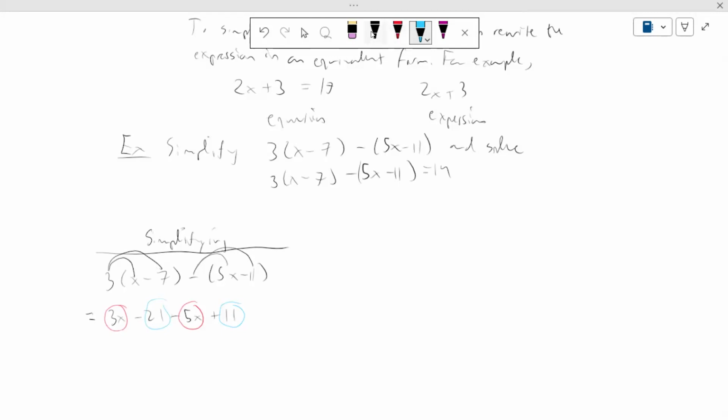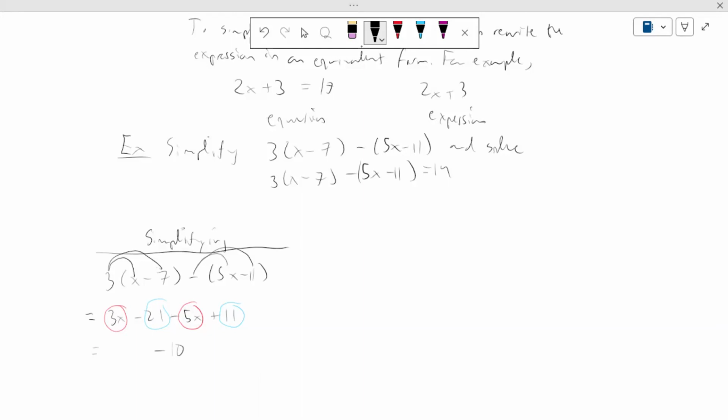Okay. So how do we combine like terms? Well, combining the constants is easy enough, right? We have minus 21. We're adding 11 to it, right? So what is negative 21 plus 11? We can do it in a calculator, of course, right? But it's negative 10, right? So combining those together, we get negative 10, right? So that's easy enough when we just have numbers, okay?